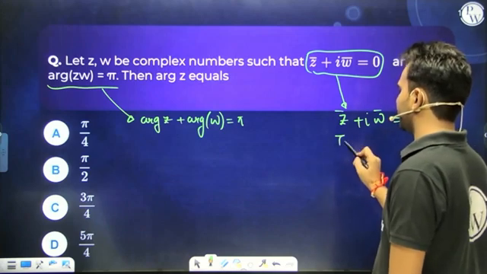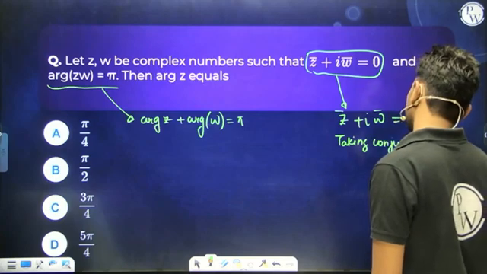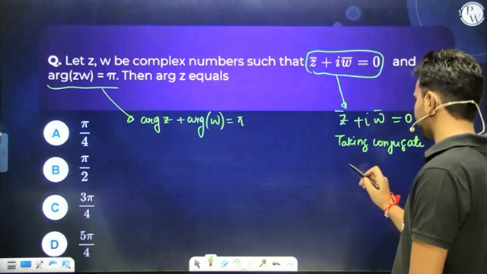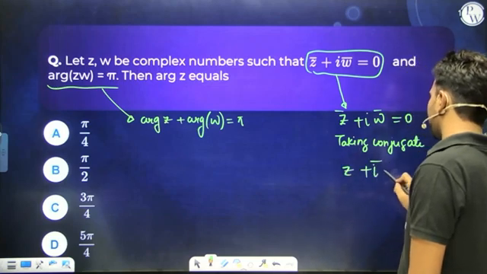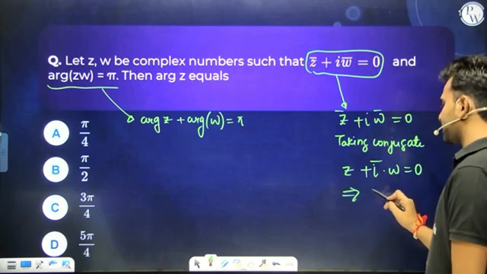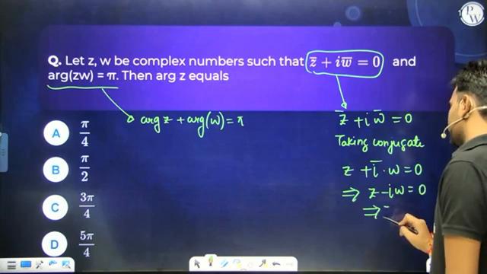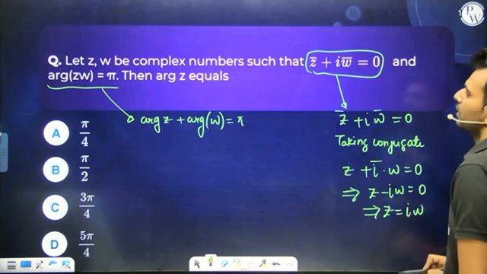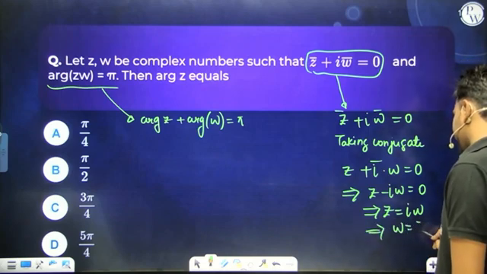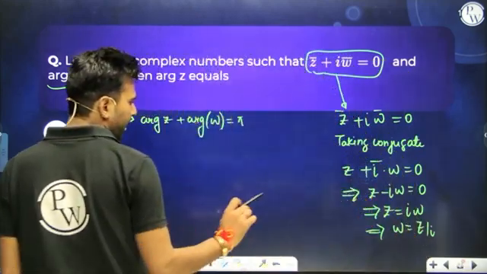Now taking conjugate, I hope you know how to take the conjugate. Conjugate can be split whether plus is there, minus is there, multiply is there, divide is there, not an issue. So this is z plus iota bar and then omega will come. Iota's conjugate is nothing but minus iota. So z minus omega, this kind of a thing is what you're going to get. So z will be equal to iota omega. Then w can be written as z by iota, right?